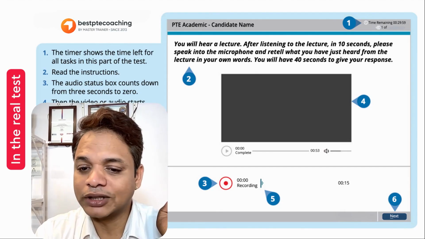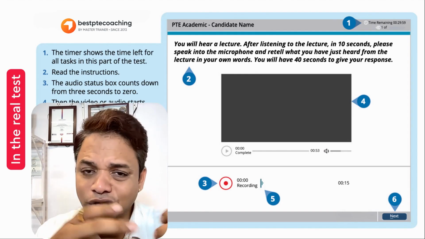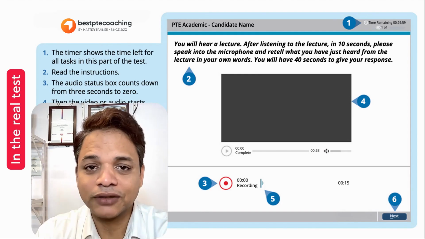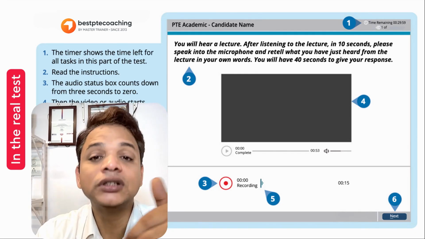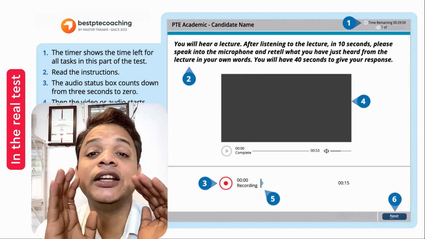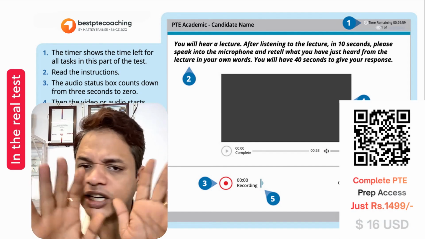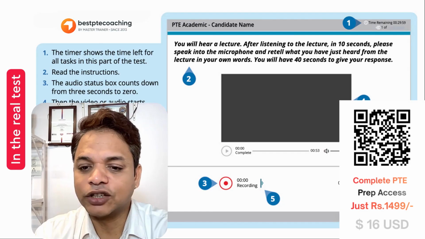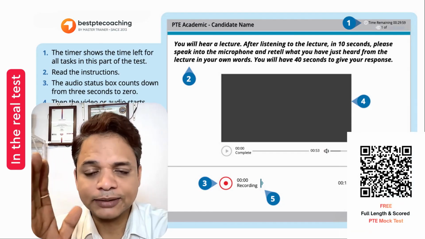Look at this audio in the screenshot. Its duration is some 53 seconds. Generally 1 to 1.5 minutes is the duration of the lecture that you hear. This is the volume increase decrease option. Matter of fact, in the examination, the default volume is more than sufficient for anyone, so you don't have to really touch it. Here is the recording process. This is how it looks. When you finish answering it, you have to click the next button immediately.